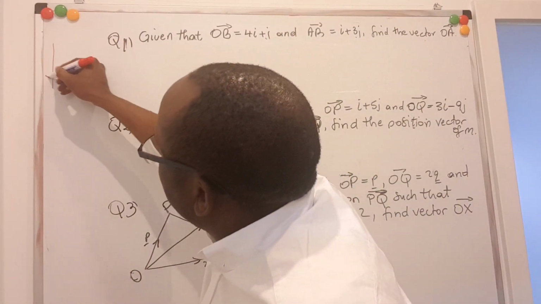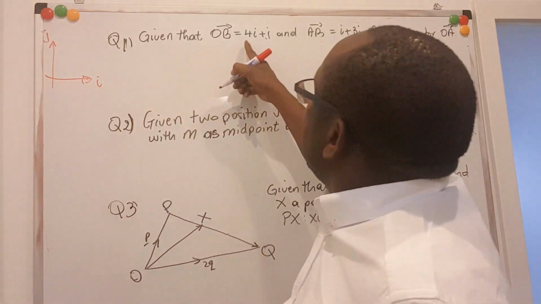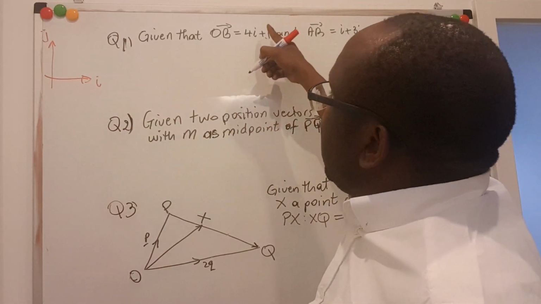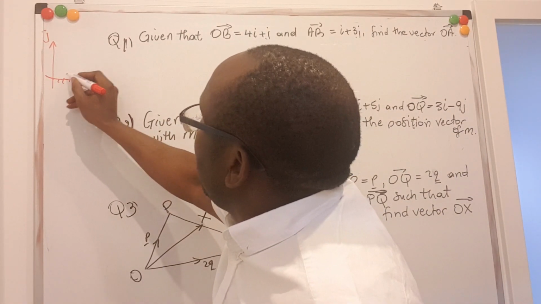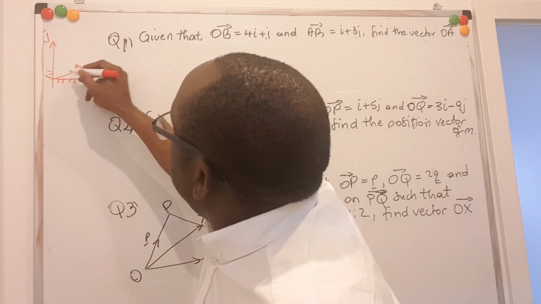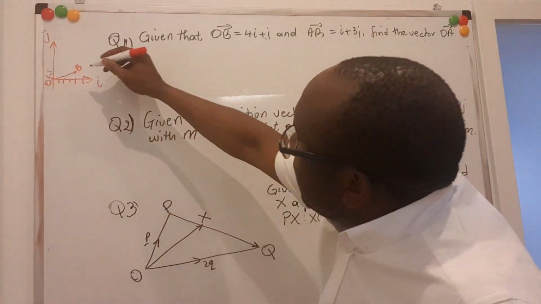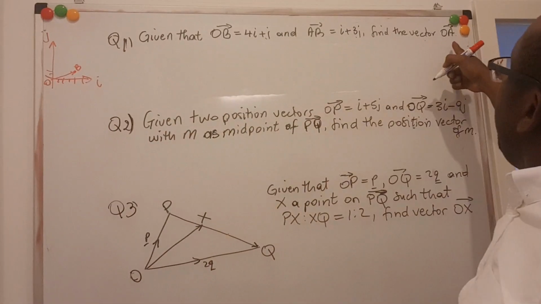That means we simply have something like this, i here, j there. So this means 4 in the i direction and 1 in the j direction. So let's say 1, 2, 3, 4, for example, and 1 there. Then you have a position there for B, and then you always show an arrow to indicate the direction. So now we have to look for OA.